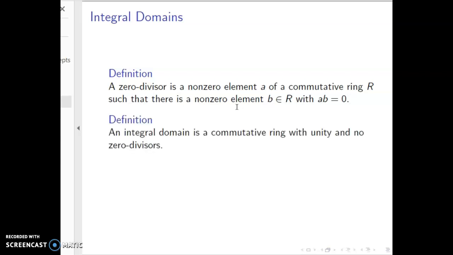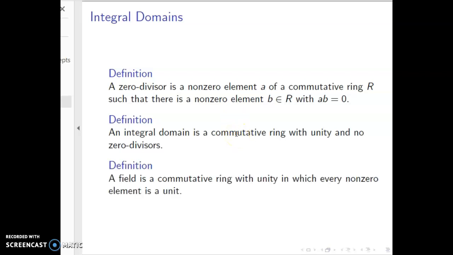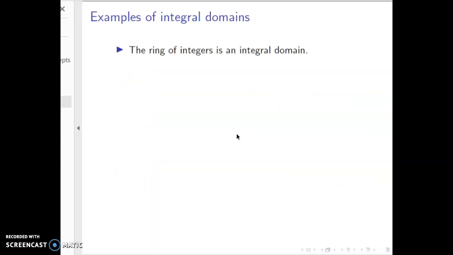Now an integral domain is a commutative ring with unity and which has no zero divisors. Let me repeat. An integral domain is a commutative ring with unity and no zero divisors. That is, it is commutative with respect to the operation of multiplication. It has a unit element, an identity element with respect to multiplication, and it has no zero divisors. A field is a commutative ring with unity in which every non-zero element is a unit.